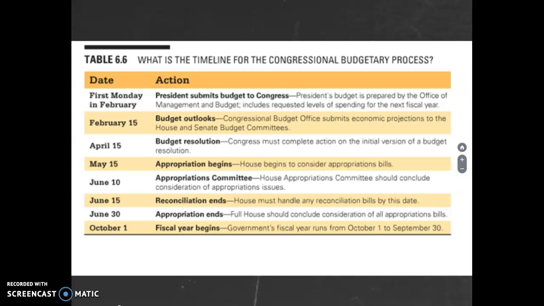I want to remind you, this is not constitutional. It's constitutional in the sense that Congress controls the purse. It is constitutional that the president has approval. But this whole detailed procedure has just been in place since 1974 as a result of what you just read about with the Congressional Budget and Impoundment Act.